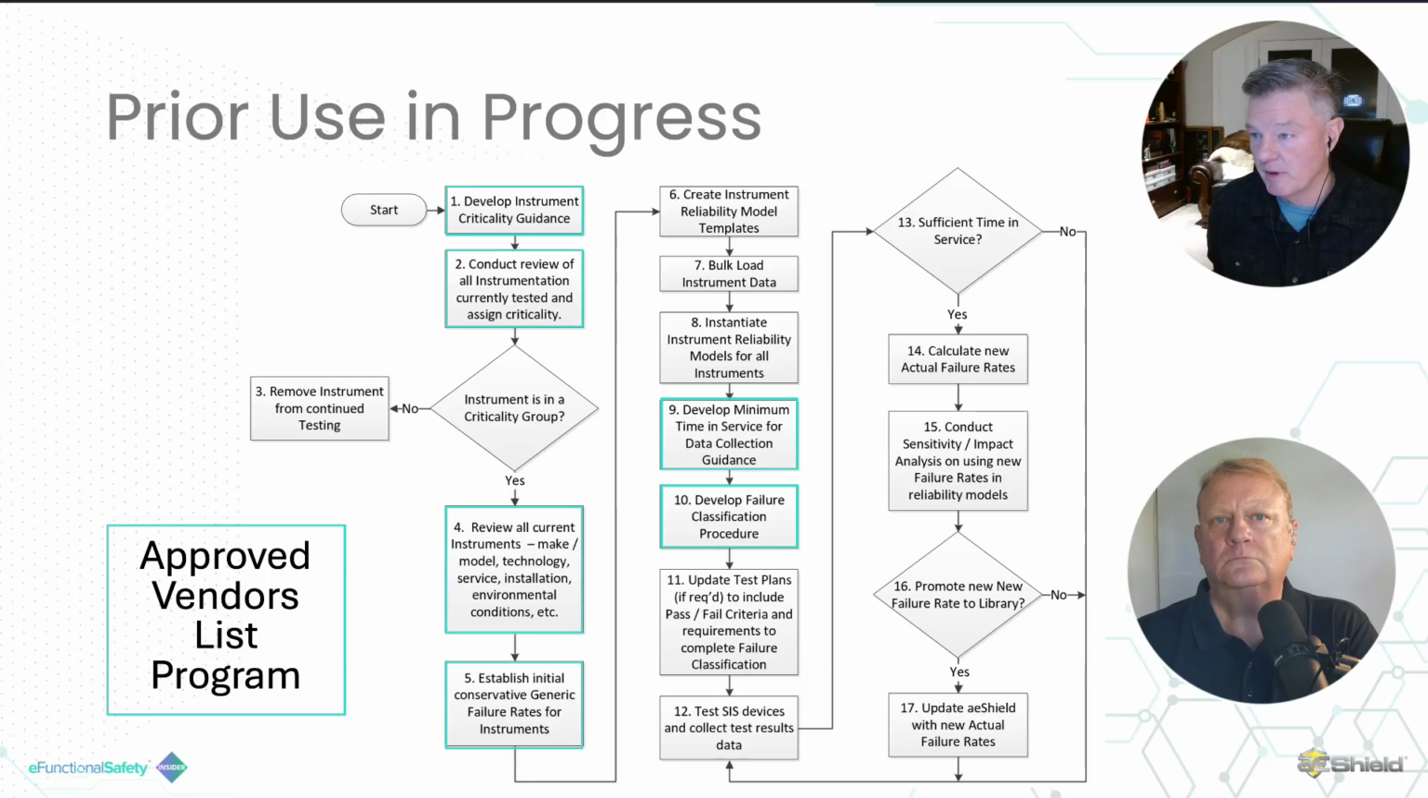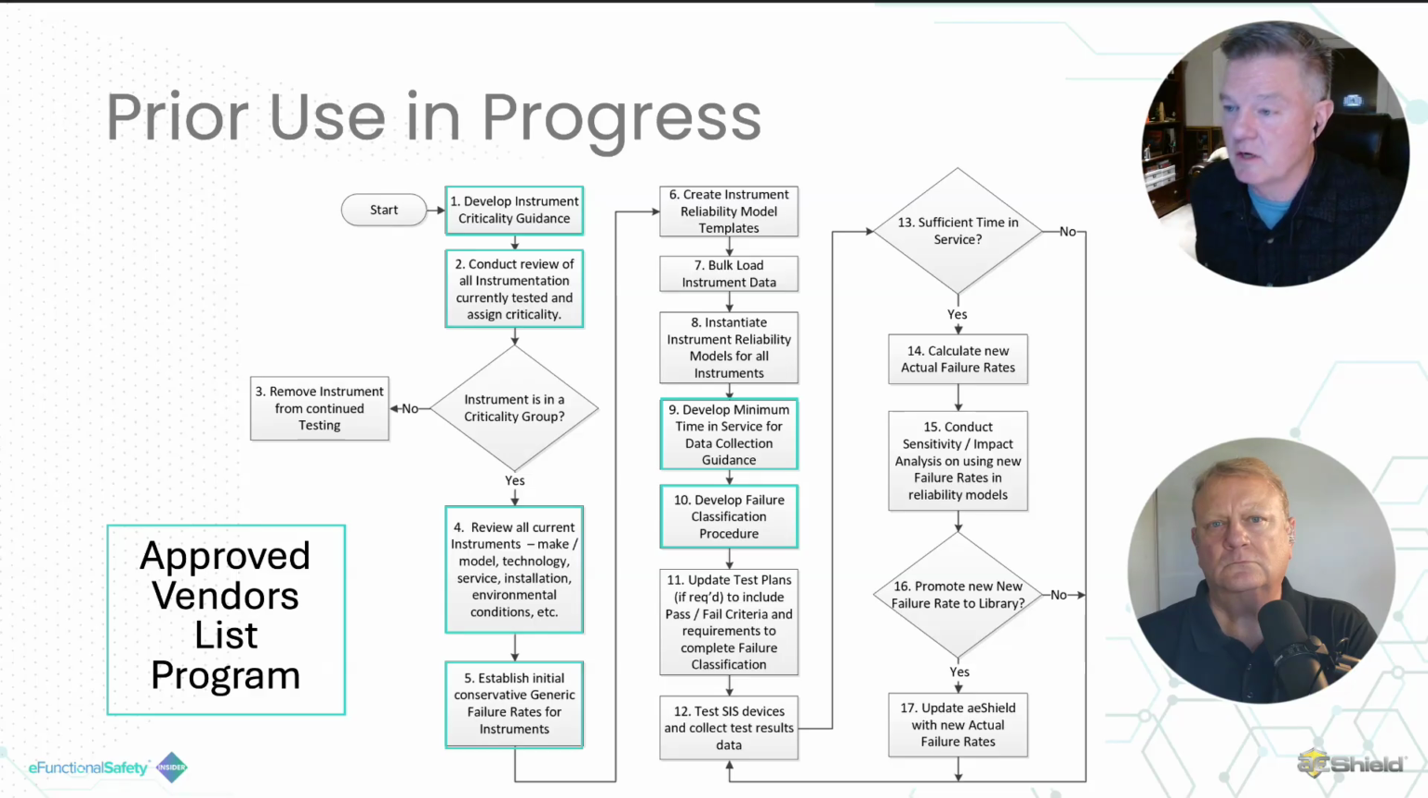Step 13, when we have enough time in service, calculate failure rates. Do your sensitivity analysis, that feedback loop for safety. Which functions pass, which functions fail. If it passes, how far can I move tests out? Do I like it? Do I not? If I like it, you promote it to the master library. If not, you circle back around and keep testing more until you get some more data to validate what you're doing.